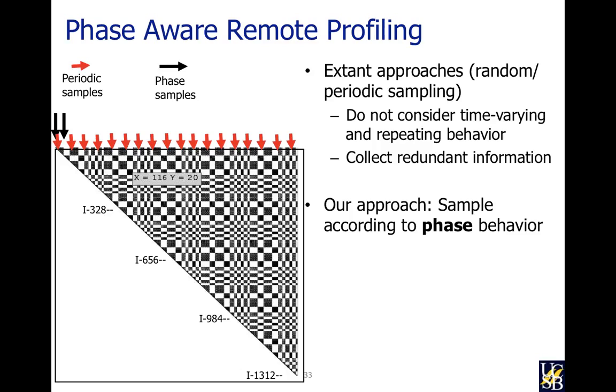without sampling very much. So again, if there's only 2 phases in this program, we would take 2 samples instead of sampling across the entire program periodically. So that's going to save us in our overhead, but we're still going to have enough information to reconstruct the entire program behavior.